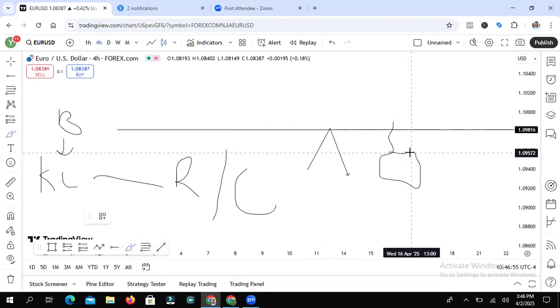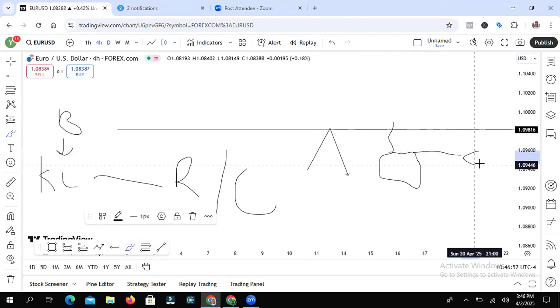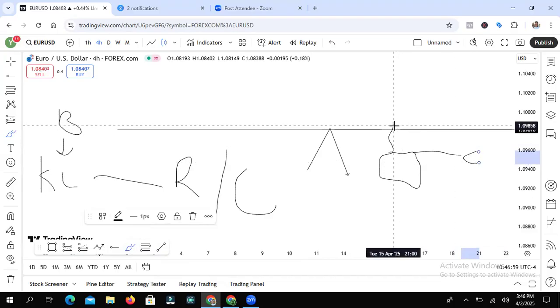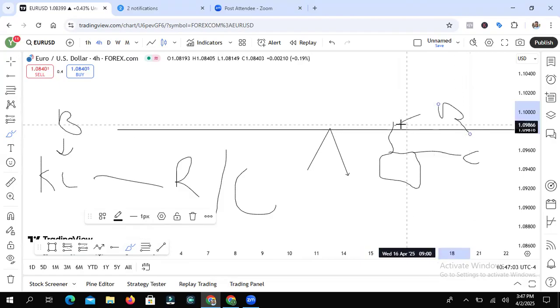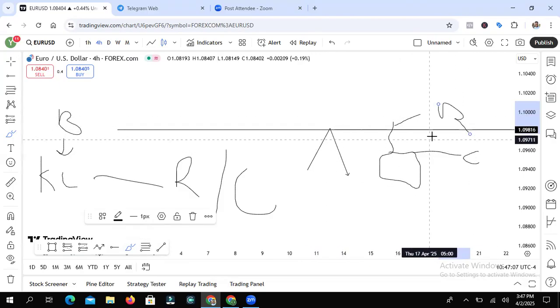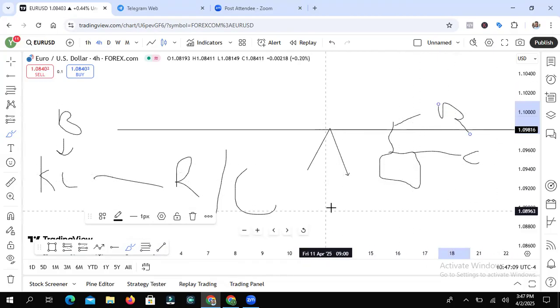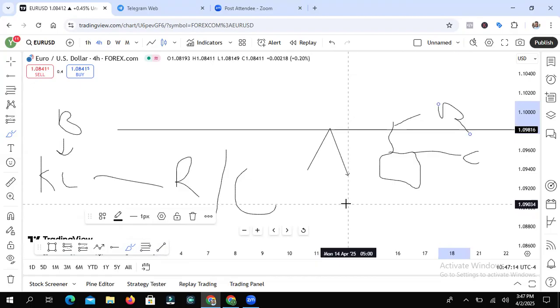The close of the candle. This guy here is the close of this candle. This is the candle rejection. So you want to see candle rejection and candle closure on your A-shaped key level. What this is telling you is that a sell is about to begin.